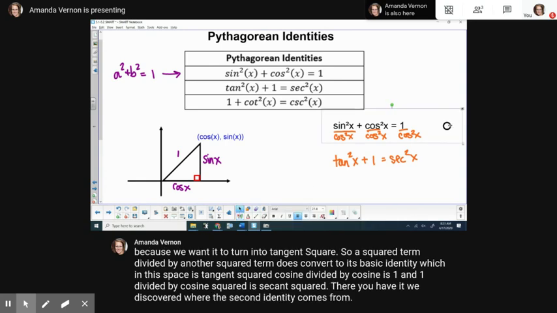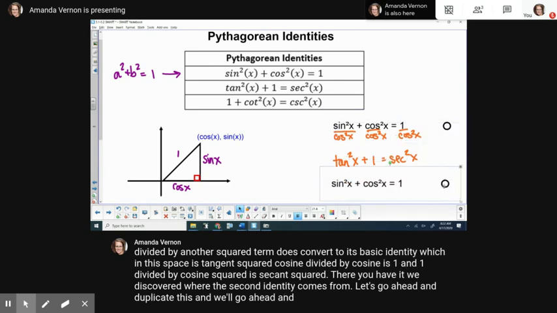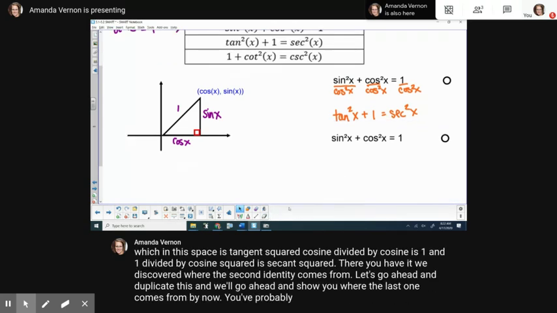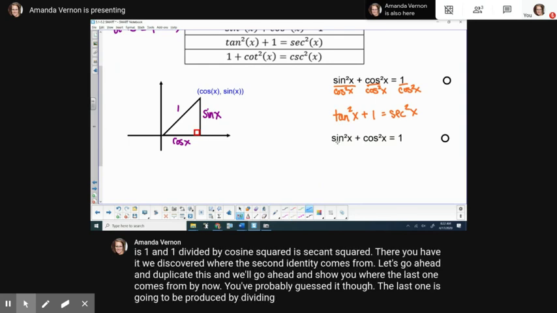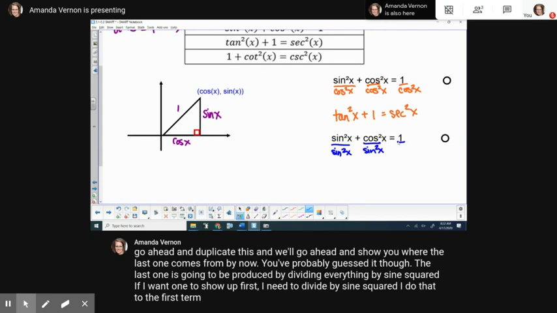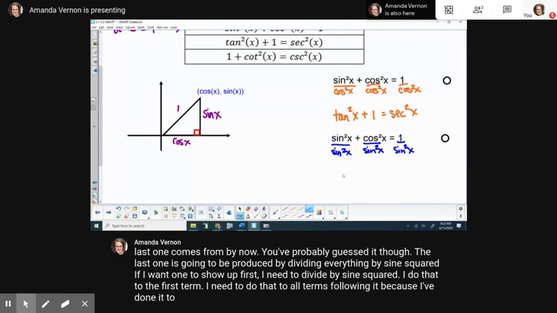Let's go ahead and duplicate this, and we'll show you where the last one comes from. By now you've probably guessed it though. The last one is going to be produced by dividing everything by sine squared. If I want 1 to show up first, I need to divide by sine squared. If I do that to the first term, I need to do that to all terms following it. Because I've done it to everything, I've maintained the equality property of math, so I'm good to go.